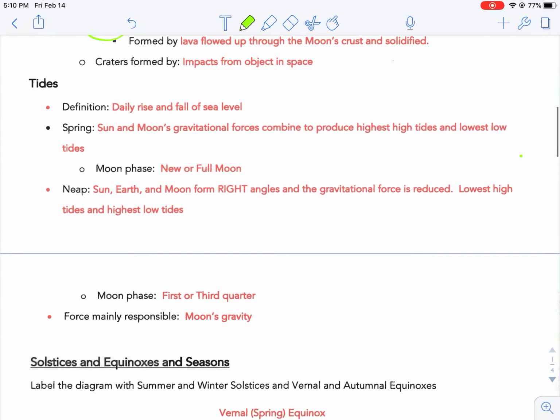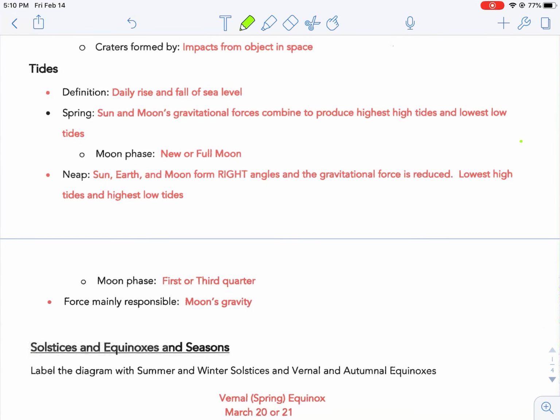So we have tides. Tides are the daily rise and fall of sea level. If you have ever been to Florida, you know that if you put your chair out near the water in the morning, by the afternoon your stuff is wet. We have two special tides: the spring tide and the neap tide.